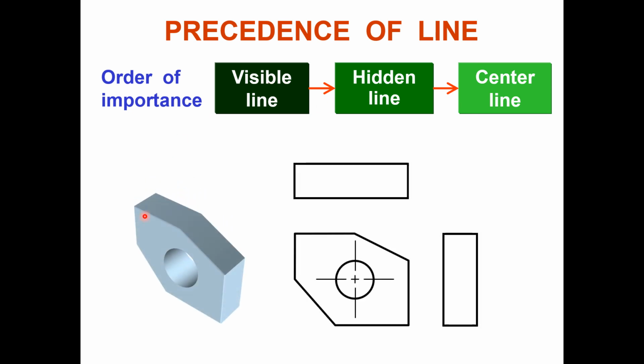Here is an object, that is a front view, center line. When you will see from the top, now you will face some issues. Similarly, when you will see from the right, you will face some issues regarding the hidden features, regarding the cut. Let's see.